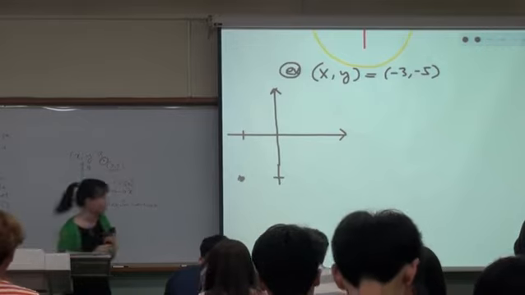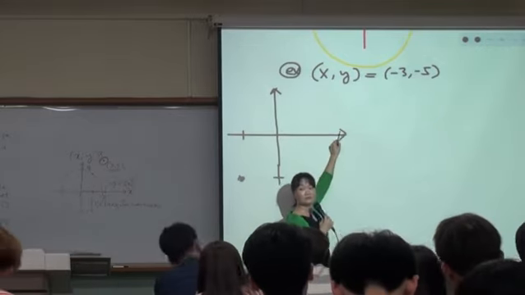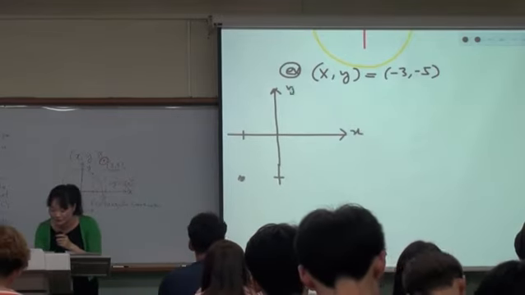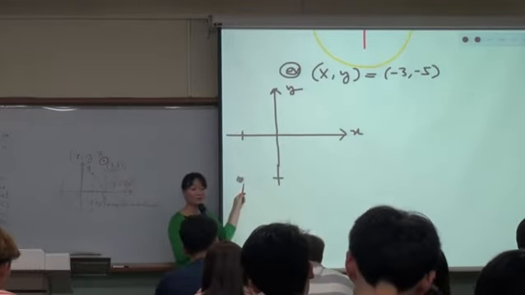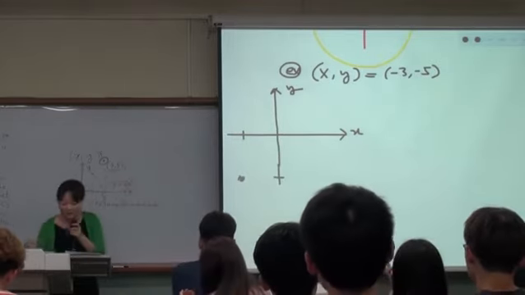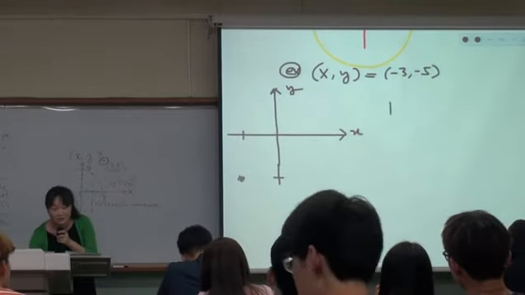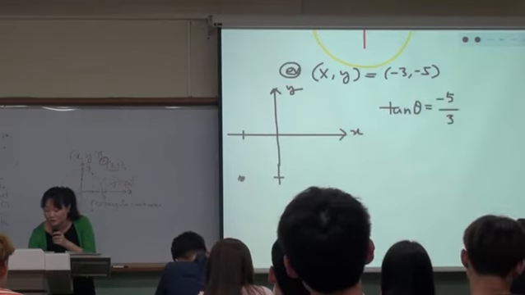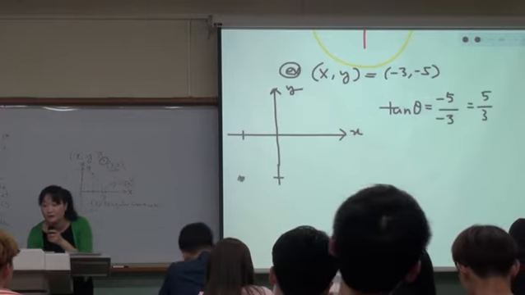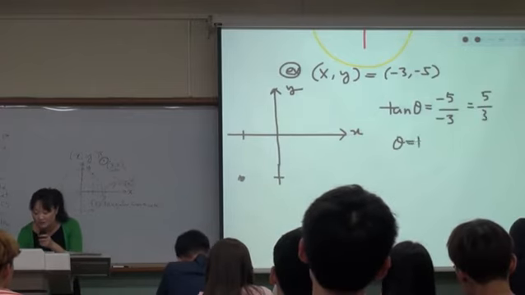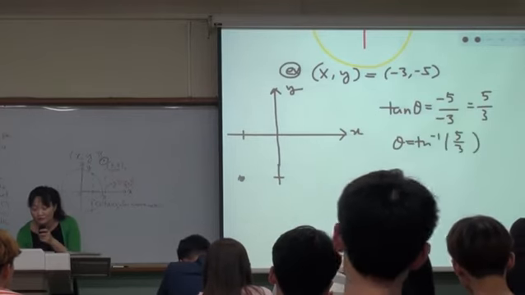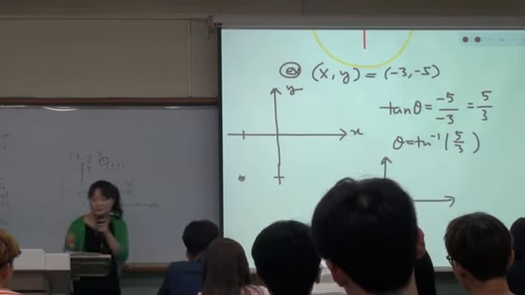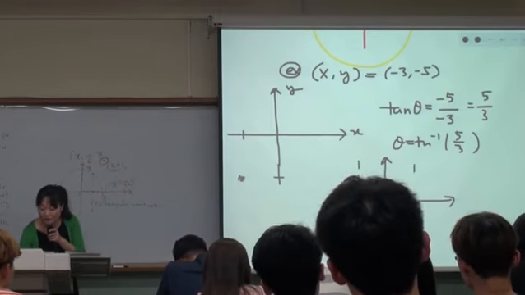Let's do this together. So this is X and that's Y. We are given rectangular coordinates. Do you agree that it is this point, minus 3, comma, minus 5? Yep. So we do what first? Tangent theta is y over x, so that is 5 over 3, right? Theta is tangent inverse of 5 over 3. For the inverse function, tangent is not one to one, so we have to look at only one part of tangent.